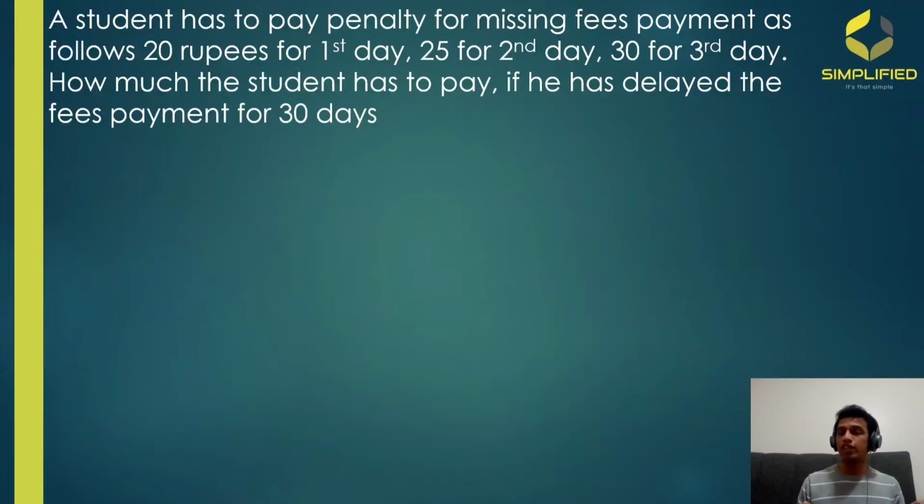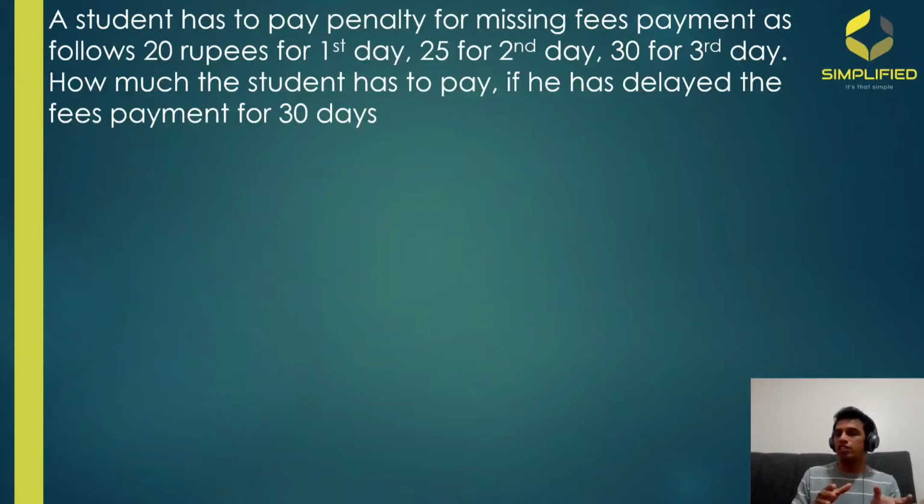Now same for the case of third day. Third day, the penalty is 30 rupees. That doesn't mean that he is only supposed to pay 30 rupees, okay? It is 20 of the first day plus 25 of the second day plus 30 of the third day. So the penalty is increasing in an incremental fashion. So that's how the things are.